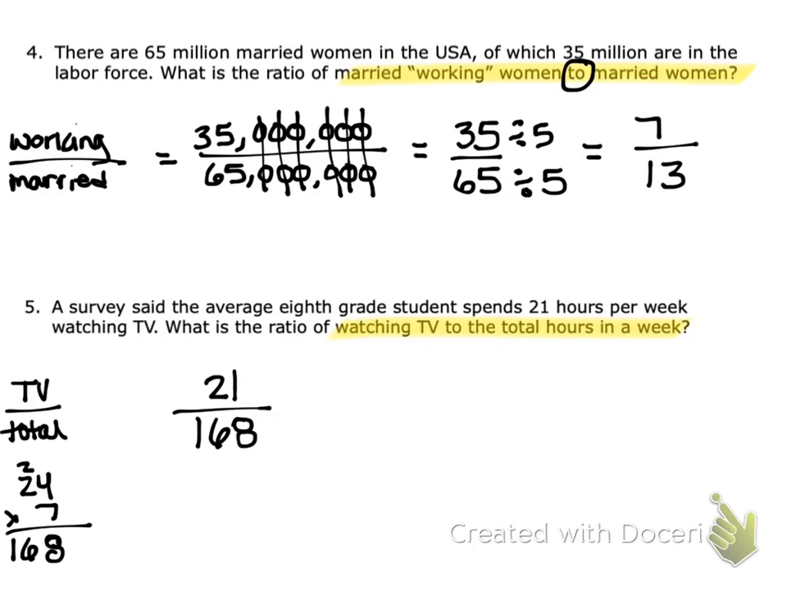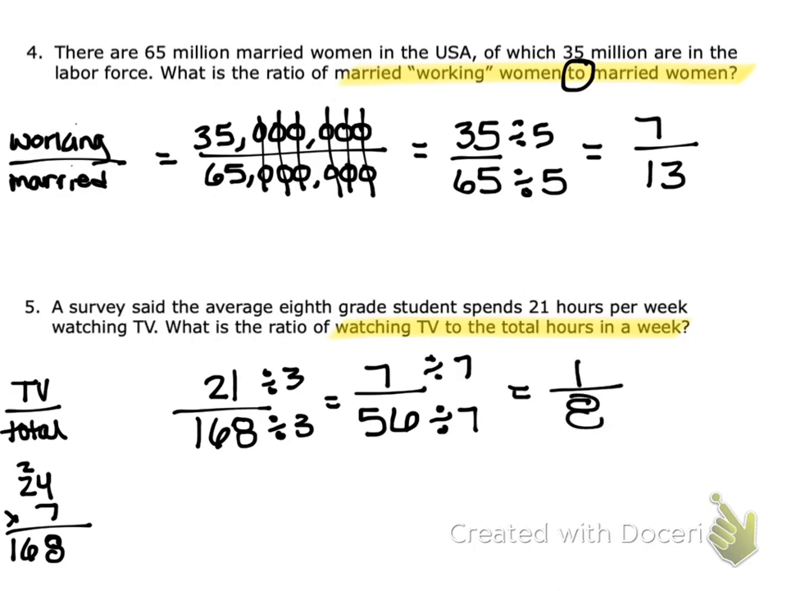What can these both be divided by? 3. How do you know? Because we add 1 plus 6 plus 8, it's 15. Good. And 2 plus 1 is 3. So both of those can be divided by 3. So let's go ahead and do that. We get 7 over 56. Can we go further? Carson, what can we divide by? Divide by 7 to get 1/8. Perfect. So we have a ratio of 1 over 8.